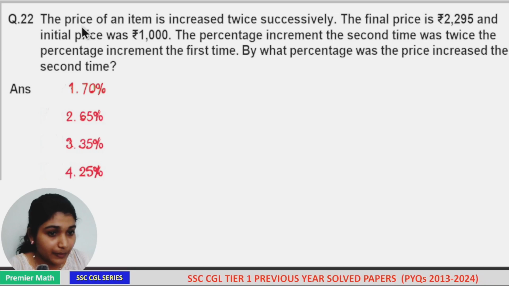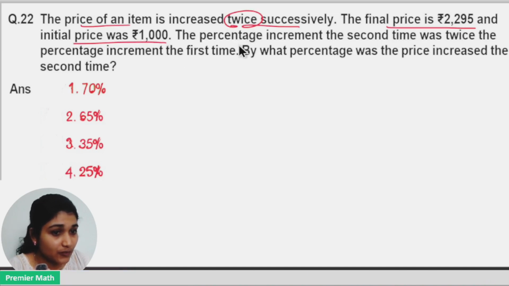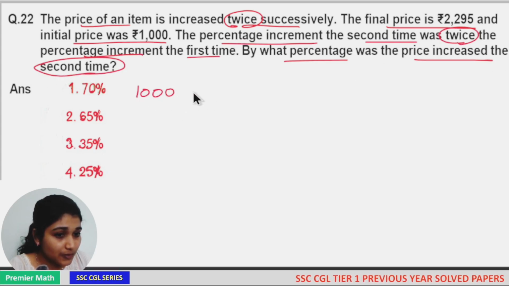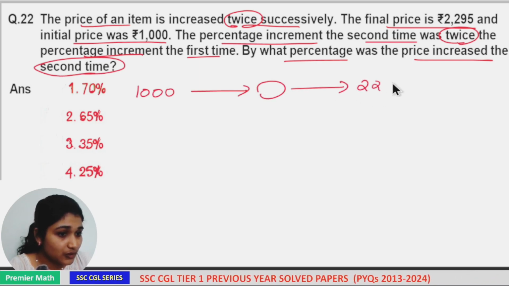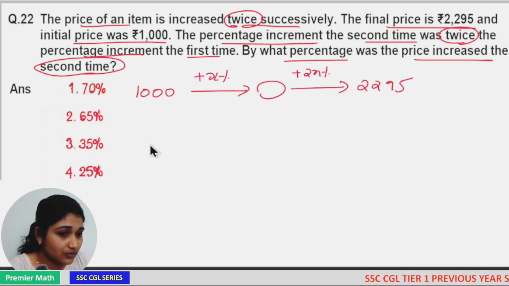The price of an item increased twice successively. The final price is 2295. The initial price was 1000 rupees. The percentage increment the second time was twice the percentage increment the first time. By what percentage was the price increased the second time? So initially it was 1000 rupees. Then after two successive increments, the price becomes 2295 rupees. Here, if the first increment is x percentage, the second should be twice the first increment, that is 2x percentage. So just do the option verification.